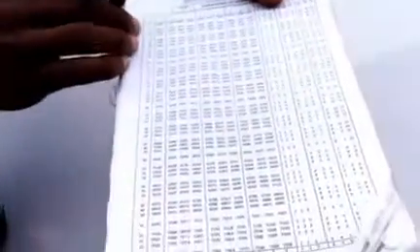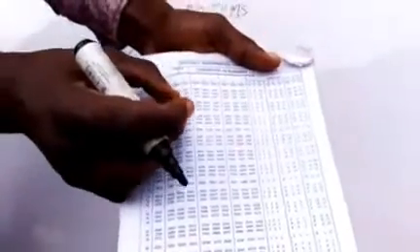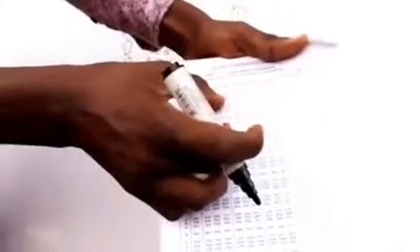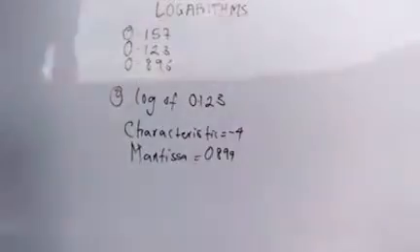How do you check it now? You go to your 4-figure table, right? You check your 12 under 0, under 1, under 2, under 3. Don't forget you are going to 12 under 3. That's 0899. Don't forget, the mantissa is 0899.